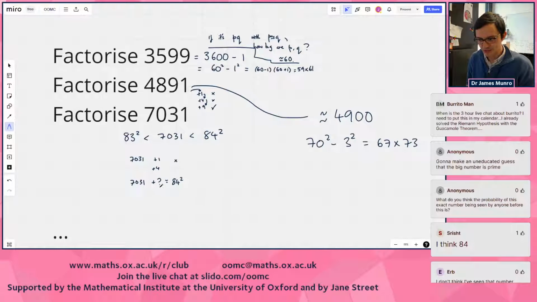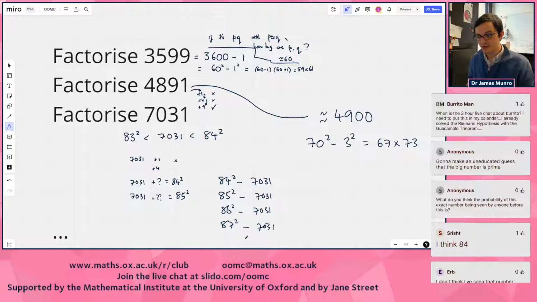Okay, so if this is squared, then I'm good. If not, then I suppose that I'll look at whether you can add a square to get to 85 squared. So said differently, what I'm going to do is work out 84 squared, take away 7,031, and then I'm going to do 85 squared, take away 7,031. And then if that doesn't work, I'm going to try 86 squared minus 7,031, and then 87 squared, and so on and so on and so on. And I'm going to keep going.